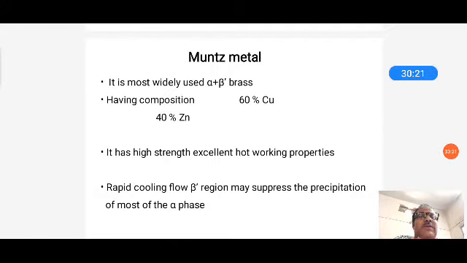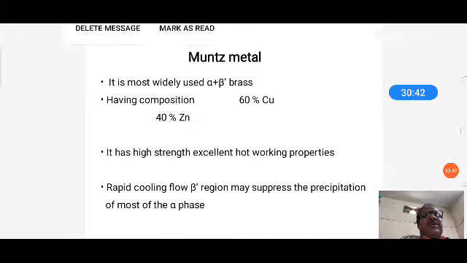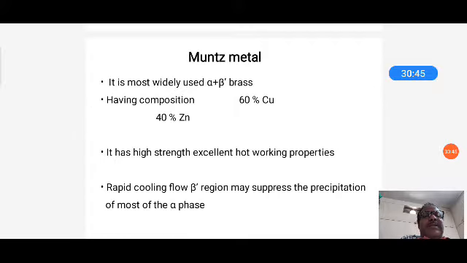In the case of alpha plus beta brass Muntz metal, rapid cooling is followed. The beta prime region may suppress the precipitation of most of the alpha phases. The Muntz metal is heat treated and suddenly cooled at that particular temperature. The beta phase is suppressed and most of the alpha phase is there. So high ductility and reasonable strength are obtainable in Muntz metals.